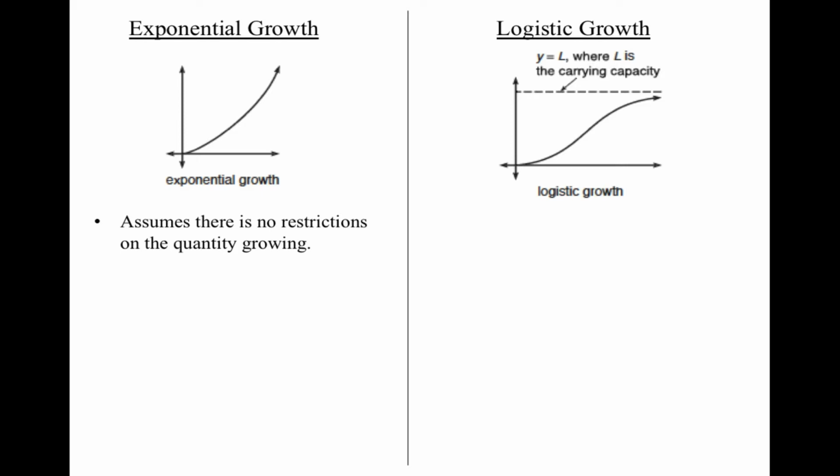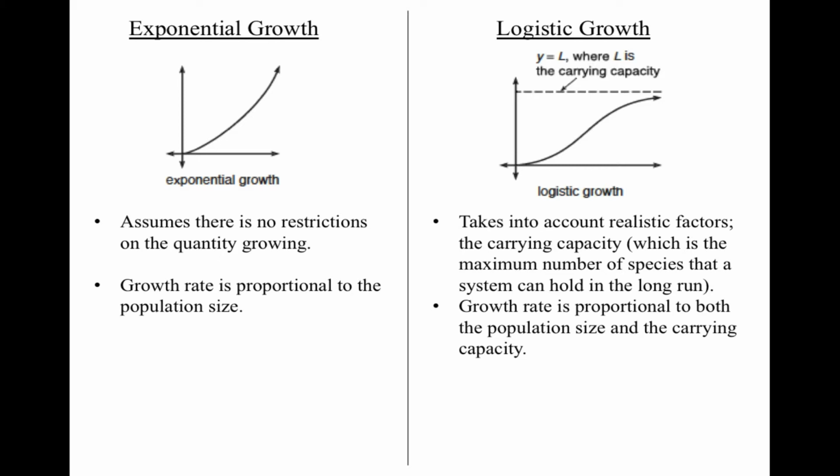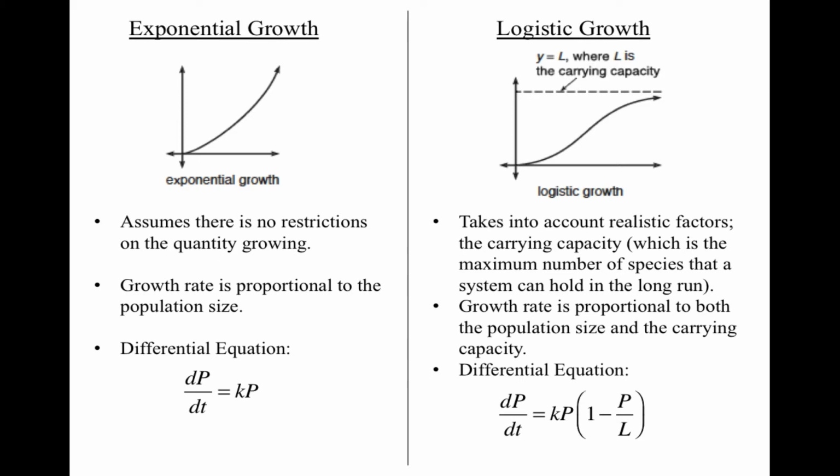So with exponential growth, it assumes that there are no restrictions on the quantity that's growing. Whereas with logistic growth, it takes into account realistic factors, the carrying capacity, which is the maximum number of species that a system can hold in the long run. In exponential growth, the growth rate is proportional to the population size. And in logistic growth, growth rate is proportional to both the population size and the carrying capacity. So the differential equation that we already know of for exponential growth is dP/dt equals kP. And the differential equation for logistic growth is dP/dt equals kP times (1 minus P over L), keeping in mind that L is representing the carrying capacity.